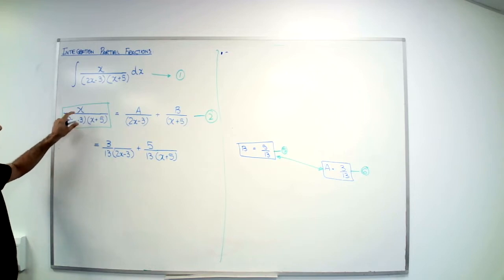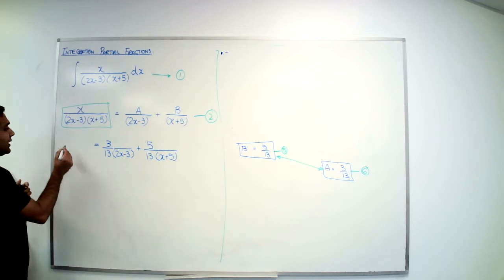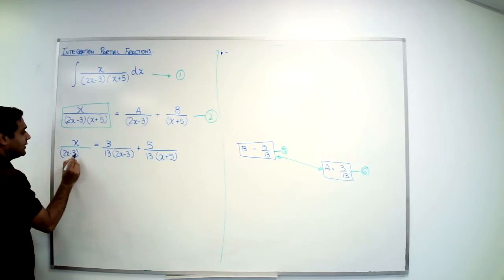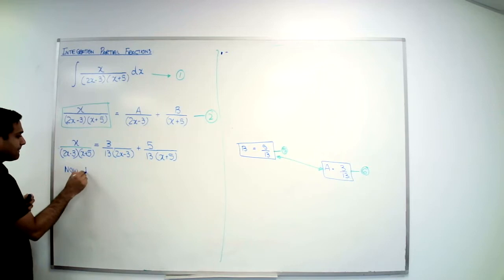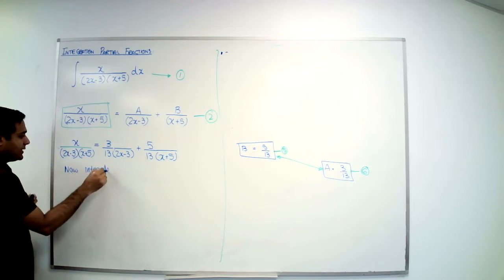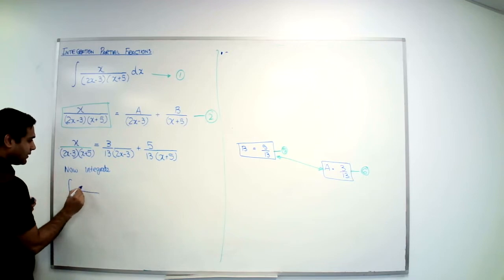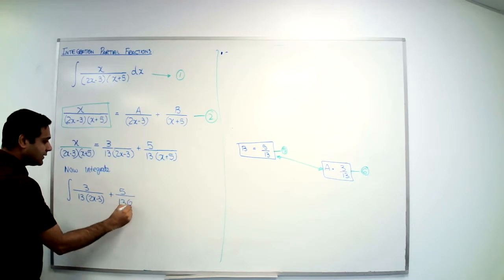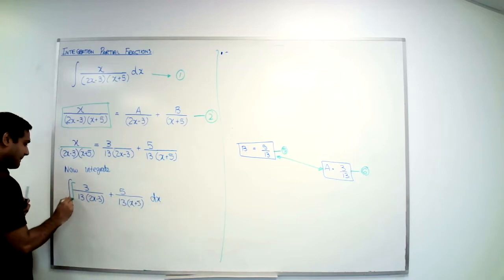So now I can put this back into this equation and then I will integrate. So we are going to integrate this bit because they both are equal. So this side is x over 2x minus 3 and x plus 5. So now let's integrate. We are integrating with respect to x. So rather than integrating that side, I will integrate the other side. So integrate 3 over 13, 2x minus 3, plus 5 over 13, x plus 5, dx. So I need to integrate that bit.